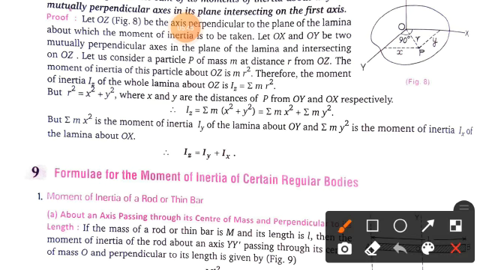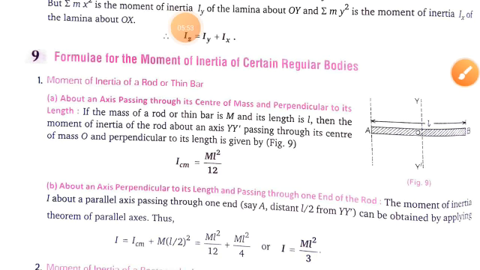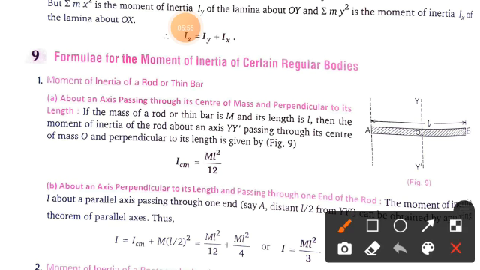Now here you can see there are some formulas for the moment of inertia of certain regular bodies. It is given here. Fine. So what are the regular bodies? I am not going into the depth. I am just telling you, you have to understand the formula. Moment of inertia of a rod or a thin bar. You have to remember these formulas because it can be asked in your examination.